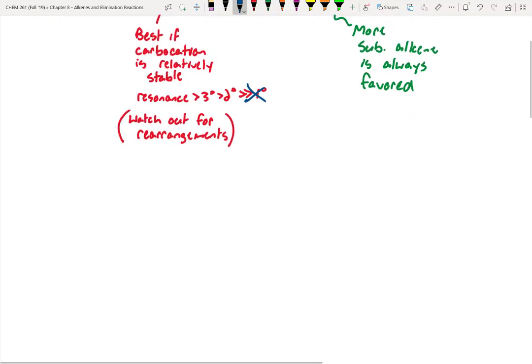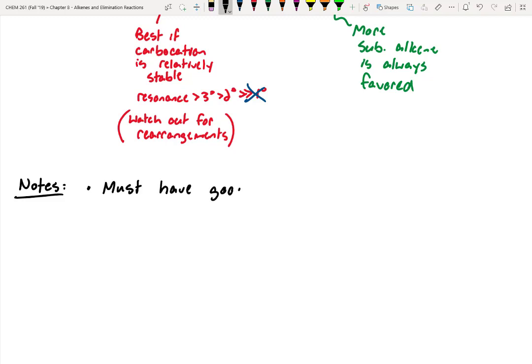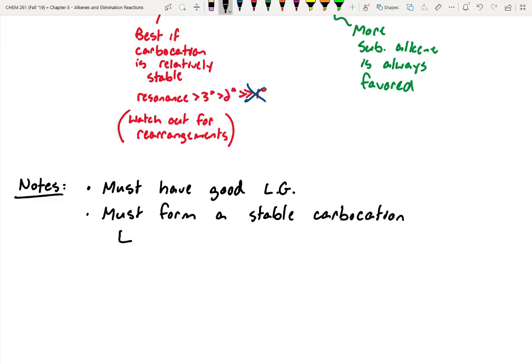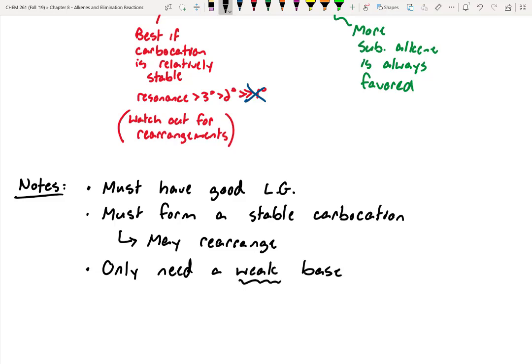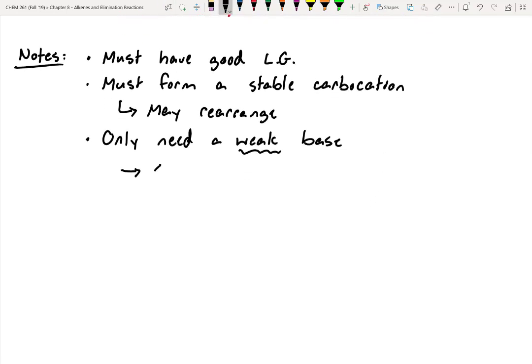All right, so let's make a list of notes. First is we must have a good leaving group. We must form a stable carbocation. That may rearrange. And we only need a weak base. And the reason we need a weak base is a strong base favors E2. Always.